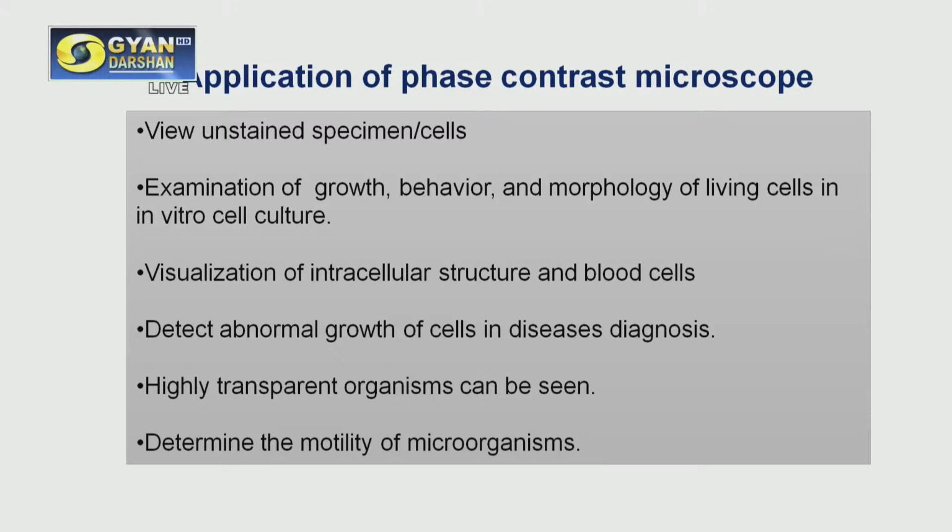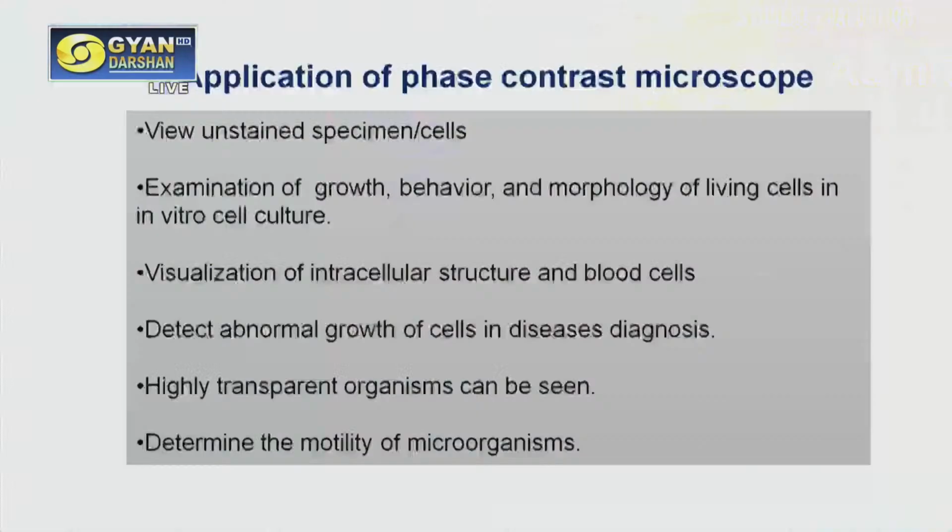The application of the phase contrast microscope is that we can view unstained specimens or cells, and examine the growth, behavior, and morphology of living cells in in vitro cell culture. The phase contrast microscope is widely used in animal tissue culture, and we can see how cells grow in the cell culture medium. We can observe every day the morphological features of the cells, and visualize intracellular structures in blood cells. We can see the mitochondria, endoplasmic reticulum, the internal structure of the cytoplasm, and other eukaryotic cell structures, such as the cell membrane.